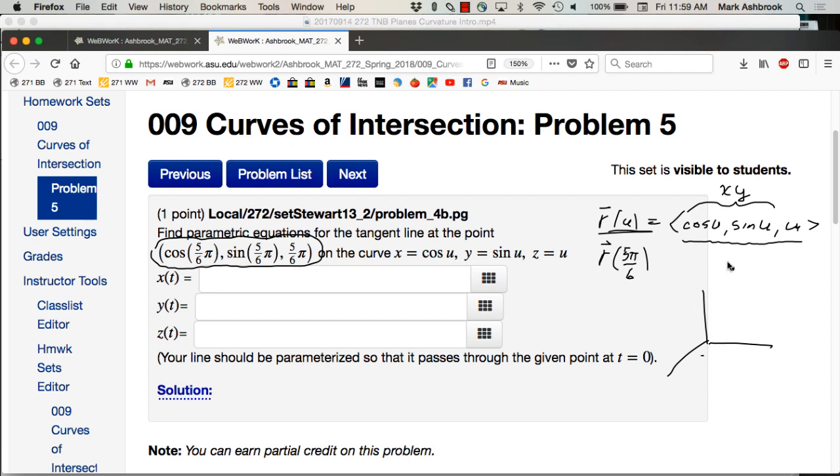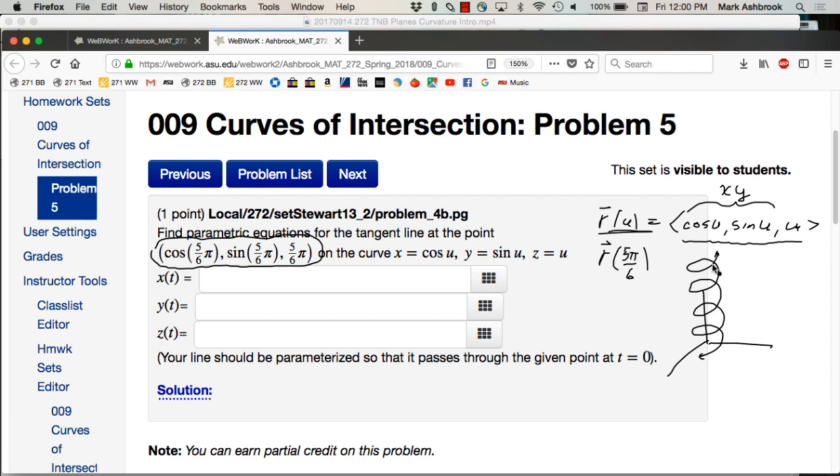So what surface does this spiral going up lie on? It's just a spiral heading up like this, or heading down if u decreases, right? And so that lives on a surface, and the skill you should have is, given a vector function curve that lies on a surface, what surface does it live on? A cylinder. So can you write the equation of that cylinder?